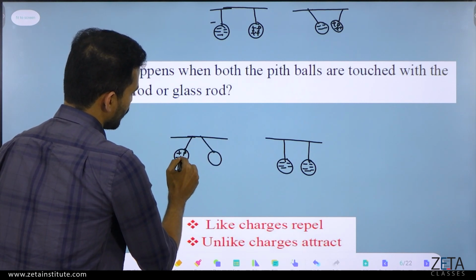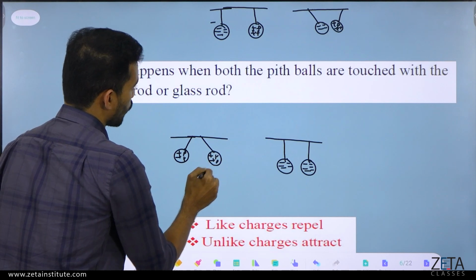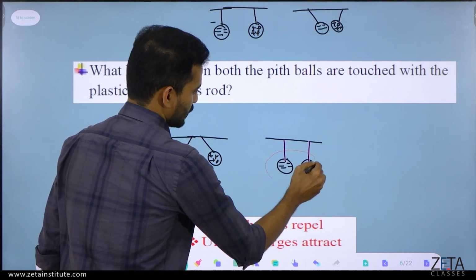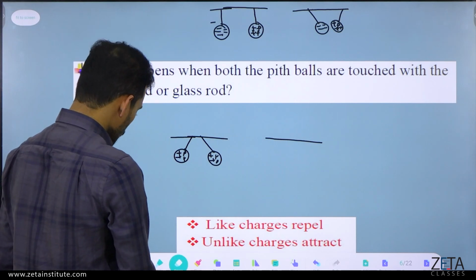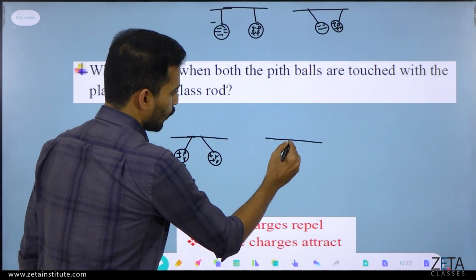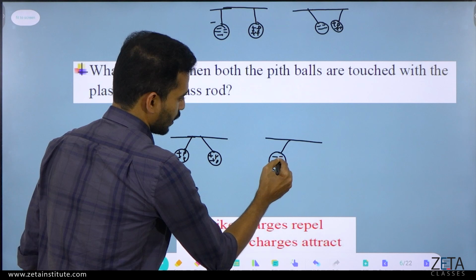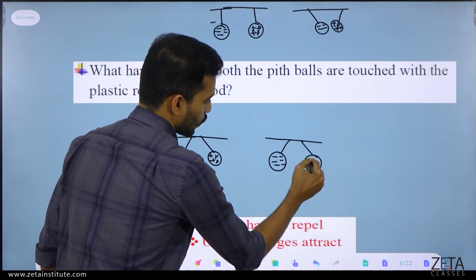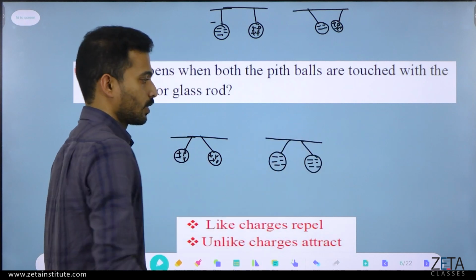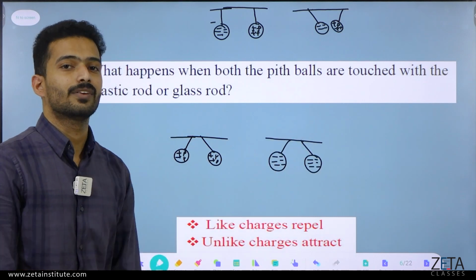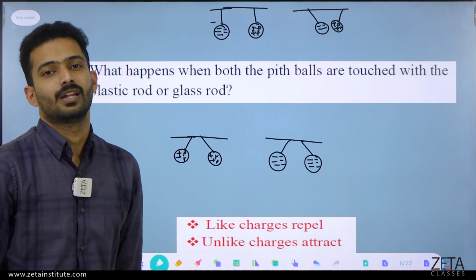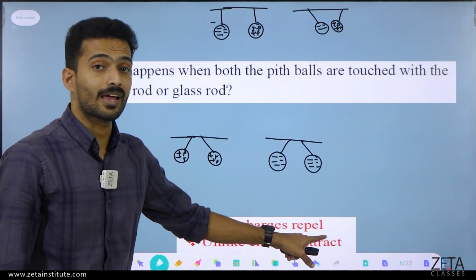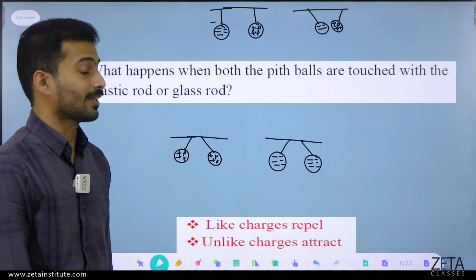This is positive and this is also positive, because both are touched with a glass rod. What happens here? They also repel each other. Why? One is touched with a plastic rod, and this one is also touched with a plastic rod, so both will get negative charge. Then they repel. It means that like charges repel and unlike charges attract.